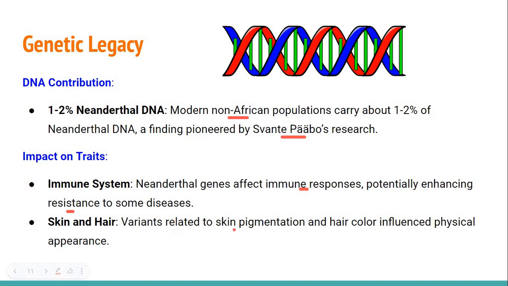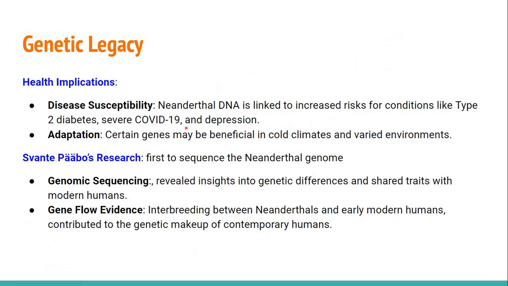Skin and hair: the variants related to skin pigmentation and hair color influenced the physical traits. It was also revealed that Neanderthal DNA is linked to the increased risk for conditions like type 2 diabetes, severe COVID-19 and depression. Certain genes may be beneficial in cold climates and varied environments. So the European population has the Neanderthal gene in them, which increases their susceptibility to certain diseases as discussed here.